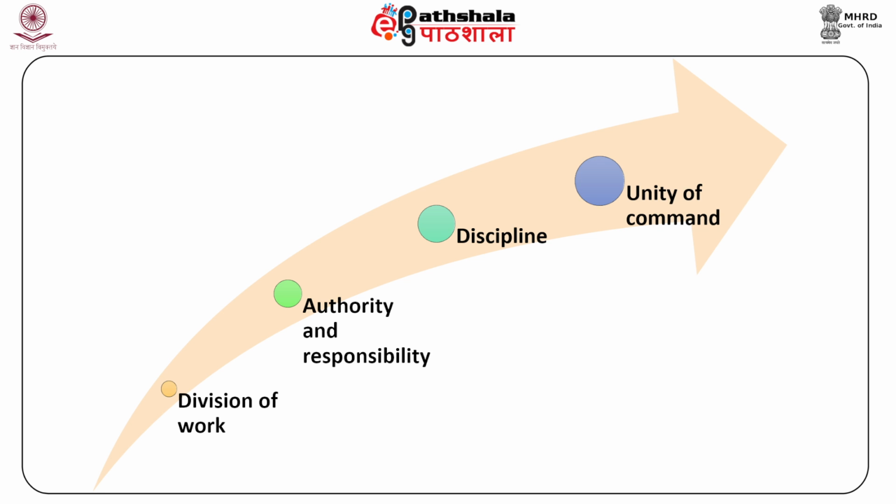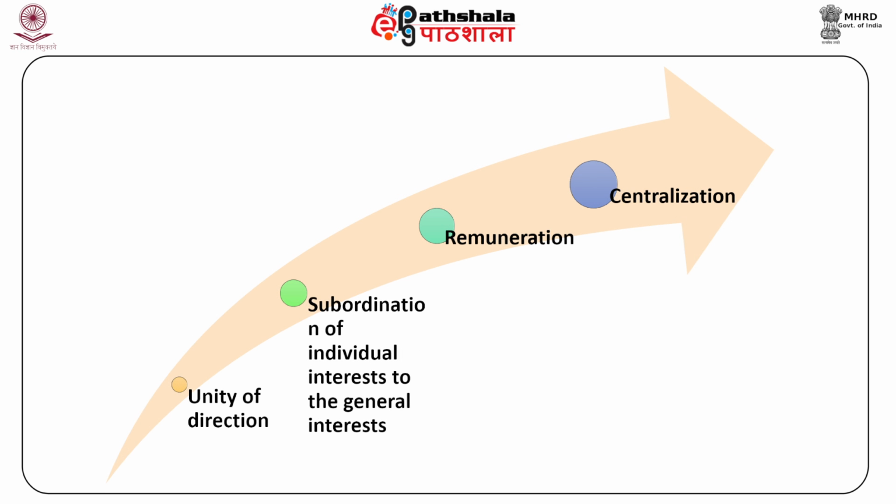Next, discipline. It is very important that employees abide by rules and regulations that govern an organization. The obedience of employees towards rules and agreements that bind them is called discipline. Next, unity of command. Employees should receive orders from only one boss and not several bosses. Next, unity of direction. One manager should have only one plan for a series of activities that have same objective.